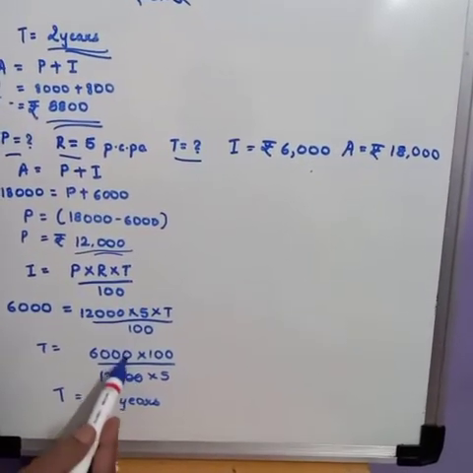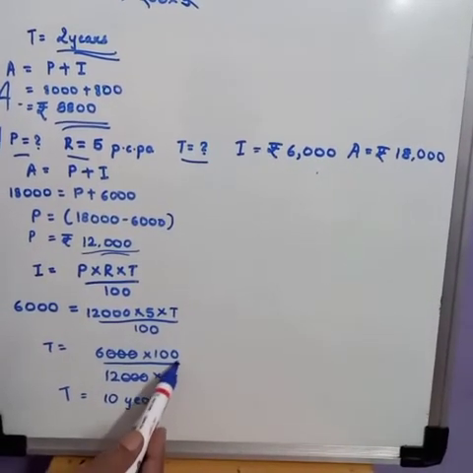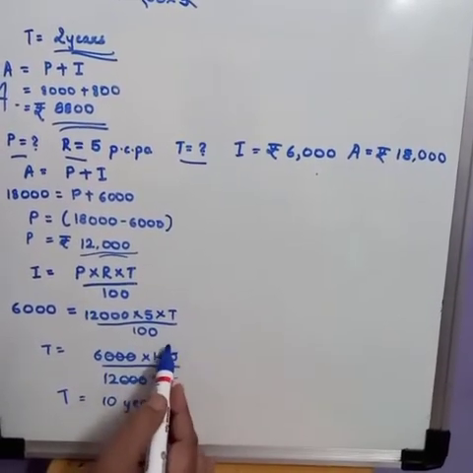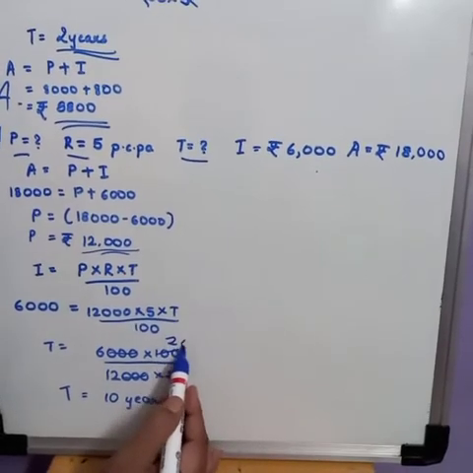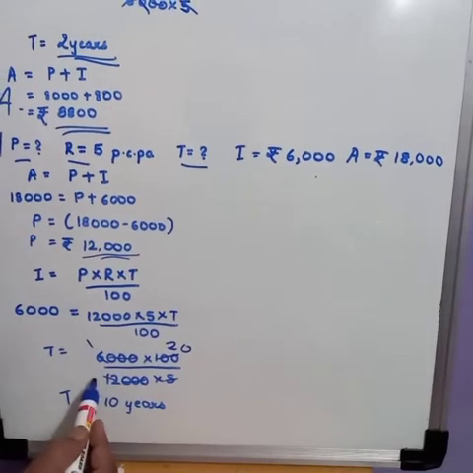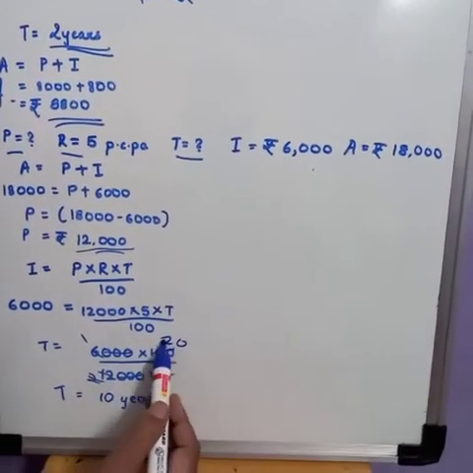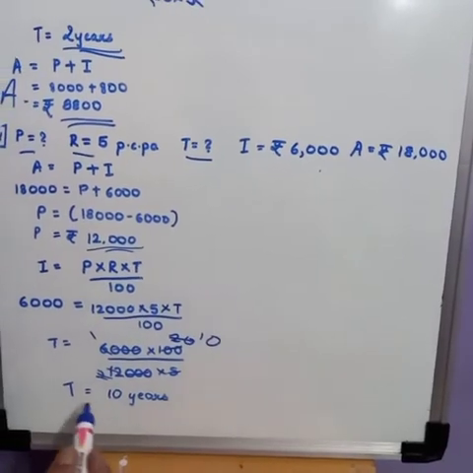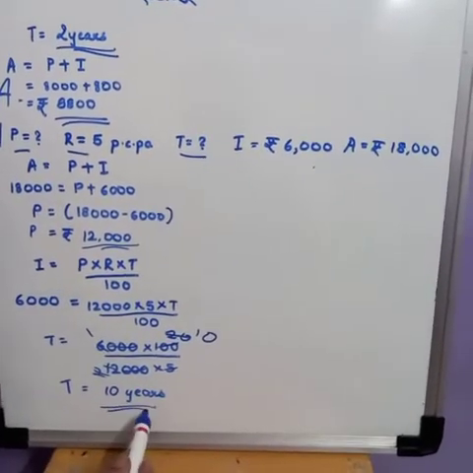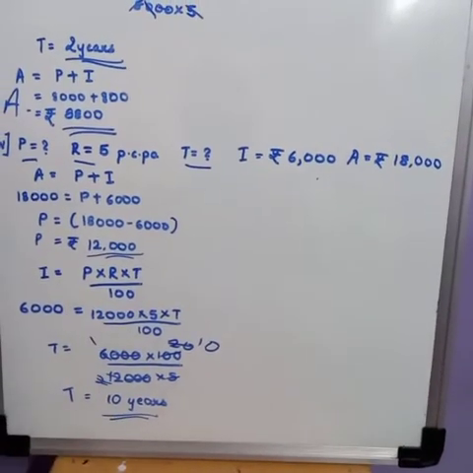3 zeros. 5 and 100, that is 20. 12 and 6 ones are 2. And 2 in 20, that goes 10 times. So your time is 10 years and your principal is 12,000.